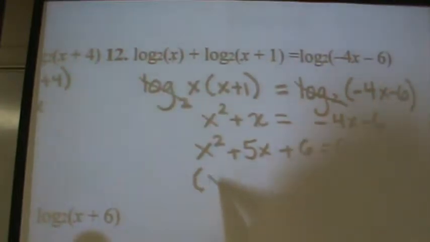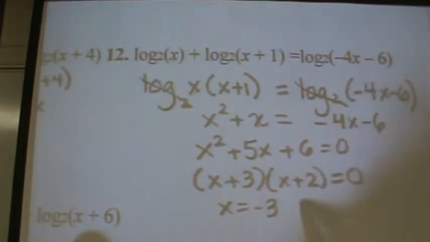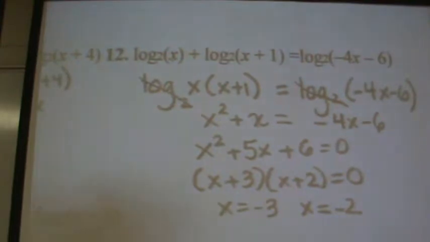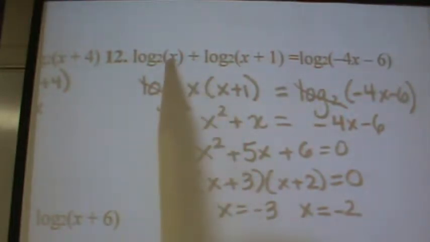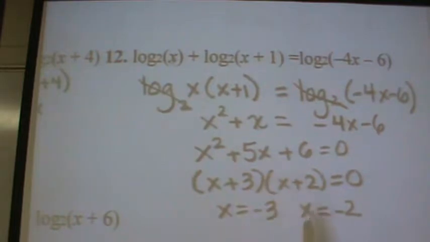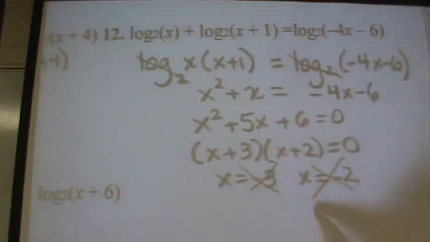So what you have is a polynomial that factors to be x plus 3, x plus 2. And your two possible answers are negative 3 and negative 2. Both of these do not work because they're both negative, and I have just an x here. If I were to plug negative 3 in here, you can't take the log of a negative number. So we did all that work, and there is no solution on this one.